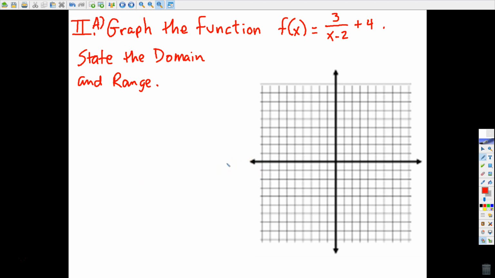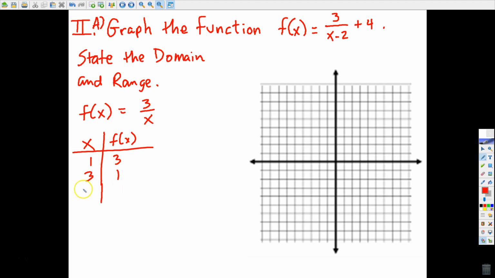Once again, we did a problem sort of like this at the beginning. Start with a table for the parent. The parent in this case is just 3 over x. So our table of values, if x is 1, f of x is 3. If x is 3, f of x is 1. You can do anything you want.